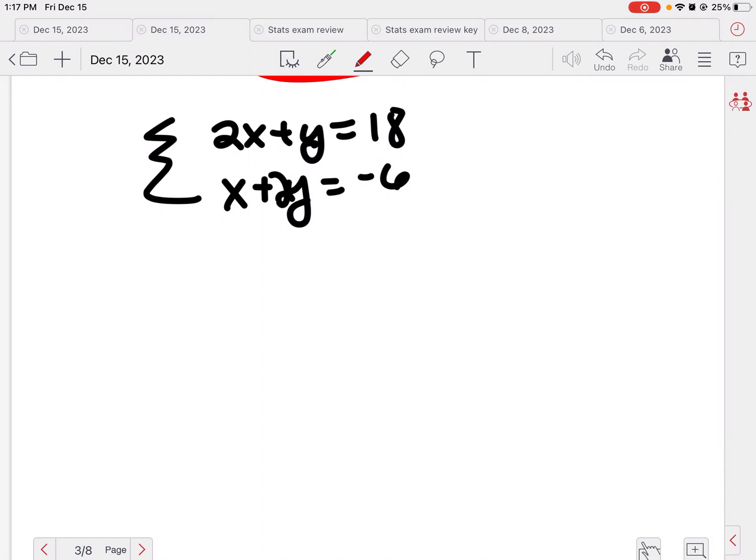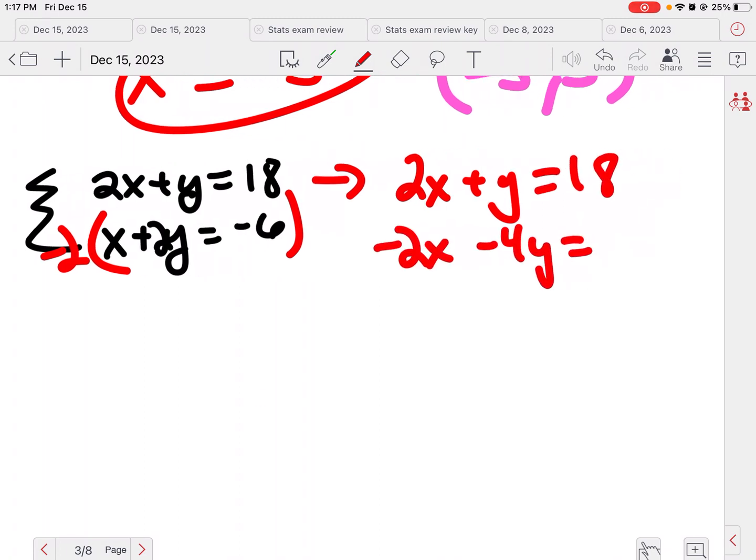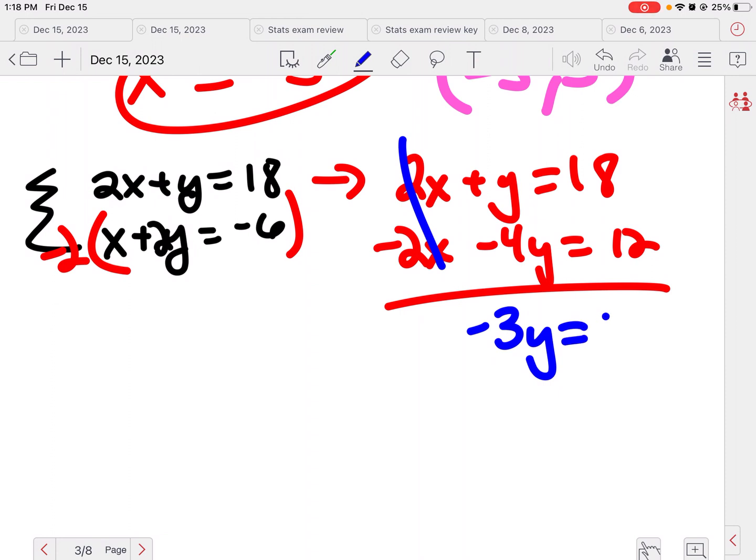Again, you can choose which one to cancel, the x or the y. I'll choose to cancel the x this time just for giggles. So I'm going to multiply that bottom one by negative 2. So nothing changed with that top one. I'm going to go ahead and multiply that bottom one. So my x's cancel out. I'm left with negative 3y equals 30. So y equals negative 10, which is awesome.